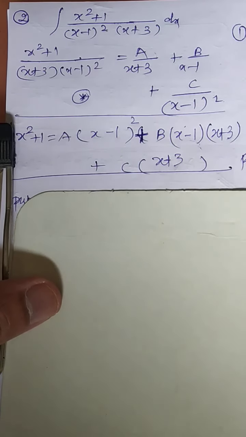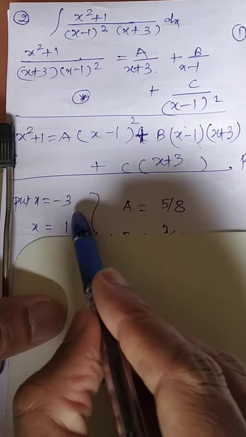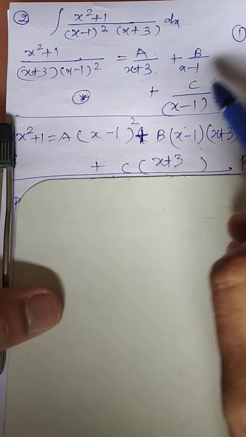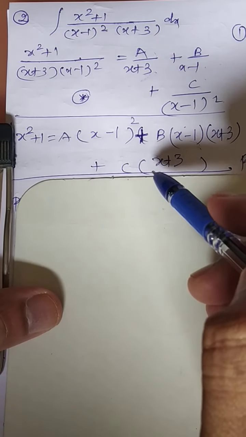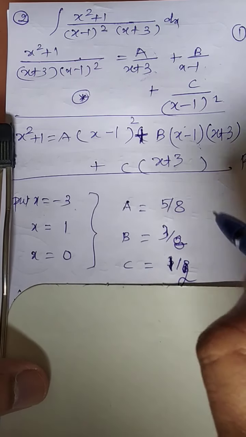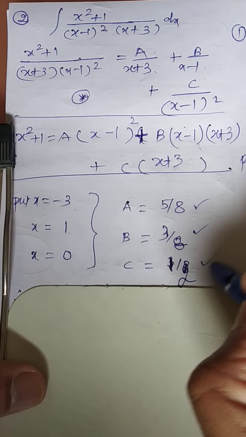Okay, getting like this. Now replacement. What to replace initially? Minus 3. Put x equal to minus 3. Then what you will replace? 1. Then you replace 0. So just do at your end that work. Whenever you are replacing these values, you will be getting A is 5 by 8, B is 3 by 8 and C is 1 by 2.